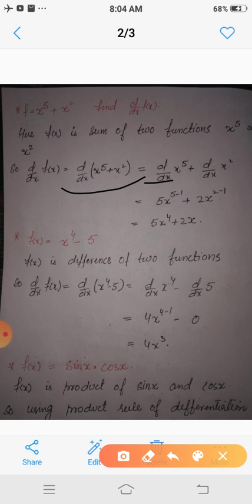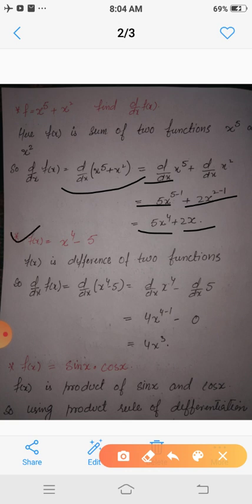Now x^5 is of the form x raised to power n, and we know that the differentiation of x raised to power n is n x^(n-1), that is 5x^(5-1) plus 2x^(2-1), that is 5x^4 plus 2x. So this means that 5x^4 plus 2x is the differentiation of x^5 plus x^2.